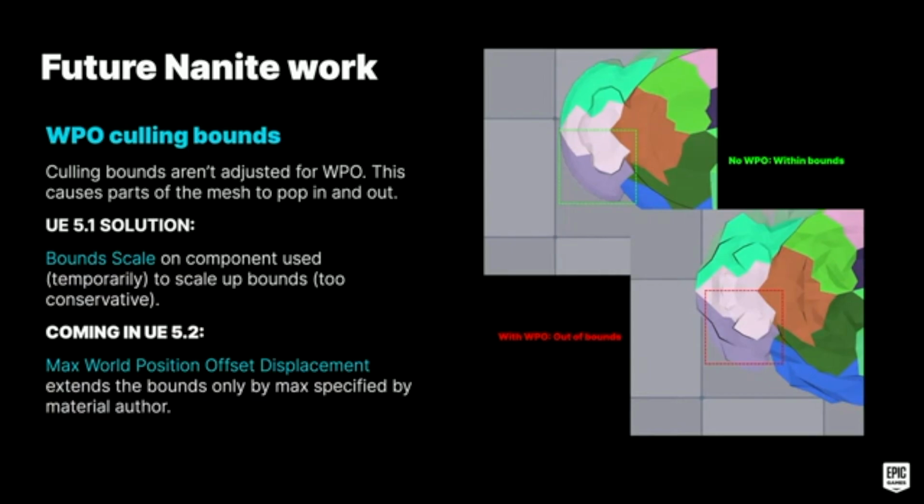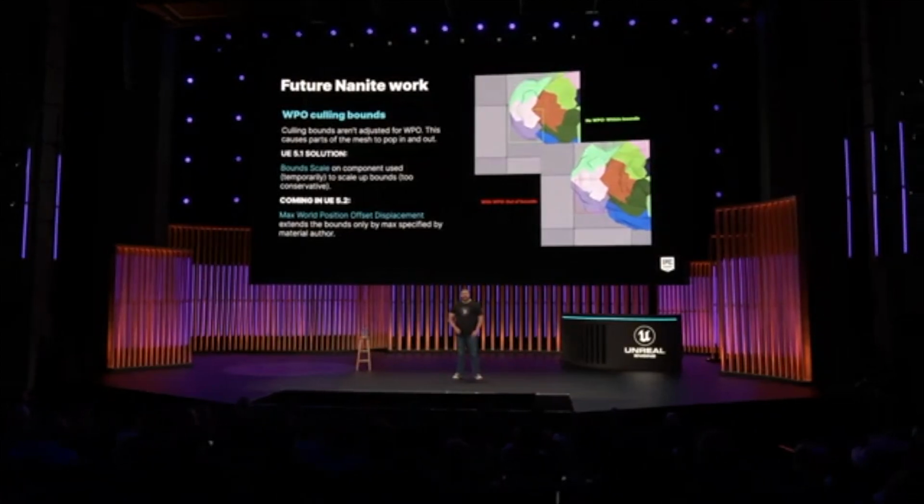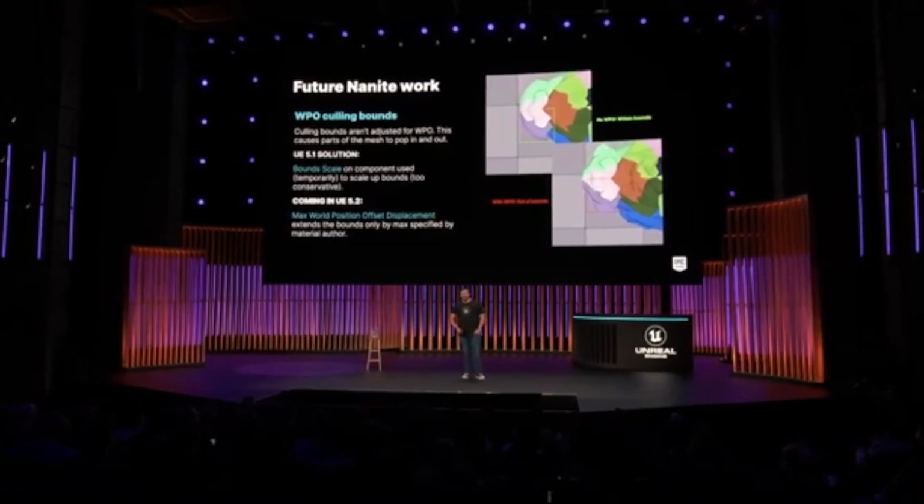For UE 5.1, we used bound scale on the primitive component to arbitrarily scale up bounds as a temporary solution to help resolve these issues. However, scaling tends to make the culling bounds overly conservative, and it doesn't handle flat objects well. Coming in UE 5.2, material authors can specify max world position offset displacement on the material itself to extend the bounds only by the worst case amount of displacement.